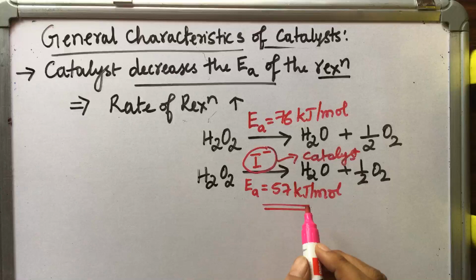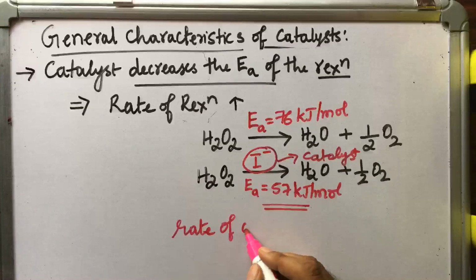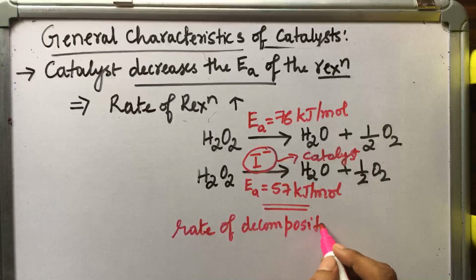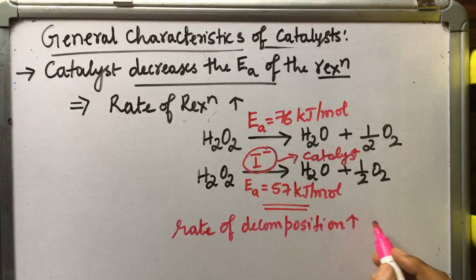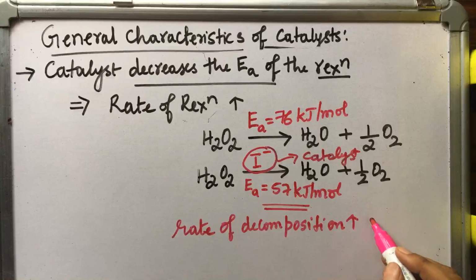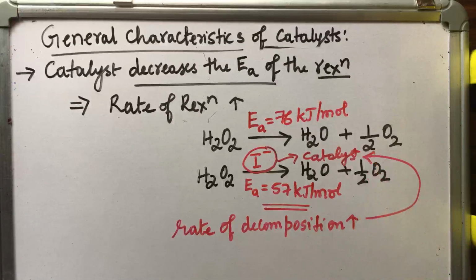So what should happen to the rate of the reaction? The rate of decomposition increases in the presence of iodide ion as a catalyst. Rate of decomposition increases in the presence of I minus as the catalyst. I think this point is also clear, students.